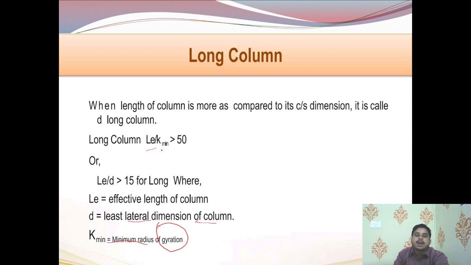So if LE divided by K, the minimum radius of gyration, is greater than 50, or the effective length divided by the lateral dimension of the column, that is LE divided by D, which you will find in the textbook, is greater than 15, then the column is termed as a long column.